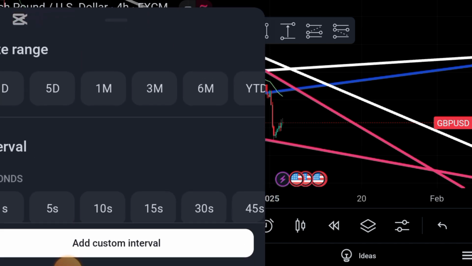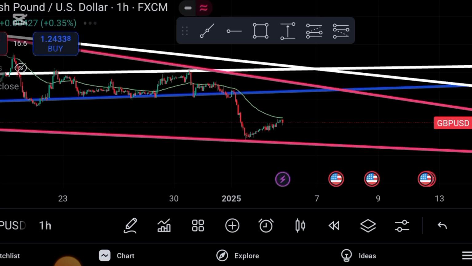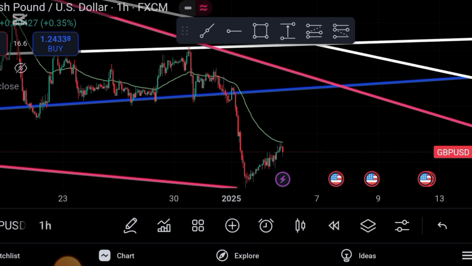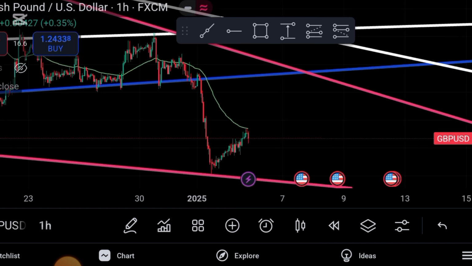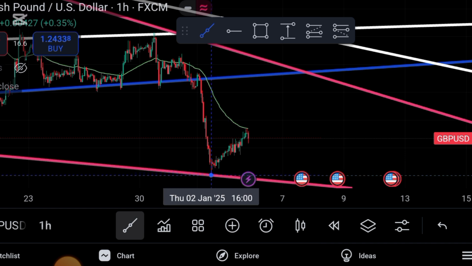So this is our 4 hour, and then our 1 hour. That's when we say this is the valid. This is our entry point. This is the most recent candlestick movement that we want, our 1 hour chart. Our 1 hour chart determines exactly where we're gonna put our trade, how we're gonna put our trade.